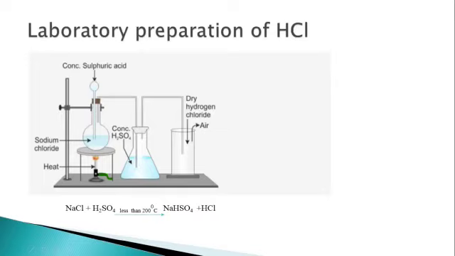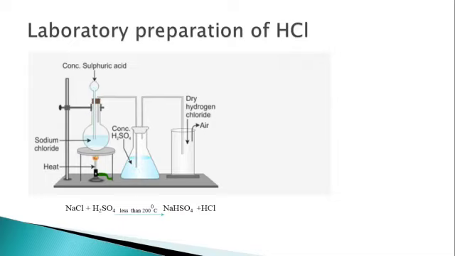The setup shown in the diagram is used for laboratory preparation of hydrogen chloride. In this preparation, a round bottom flask is required for uniform heating. Whenever heating is not required, a flat bottom flask is used. Now the reactant used here is sodium chloride. Sodium chloride is put in the round bottom flask and you can see the thistle funnel.